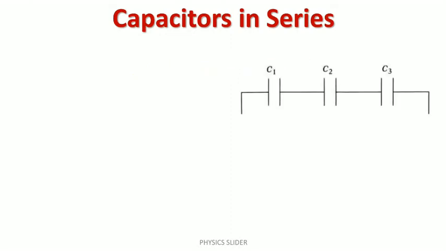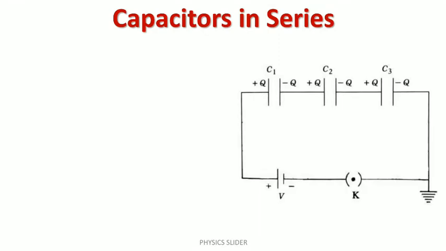Watch here. These three capacitors are connected end to end. When the capacitors are connected end to end, then we say that the capacitors are in series. This is the series combination of the three capacitors with the capacitances C1, C2 and C3. So when we connect this to the supply, what happens?